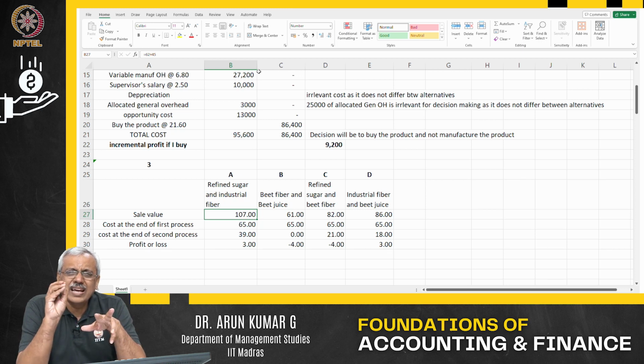Clear? Very simple, very simple case I took. For more complicated ones, pick up the textbook and start solving. I am looking at only driving home the concept, that's all.